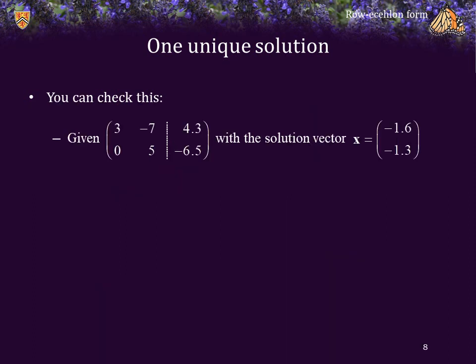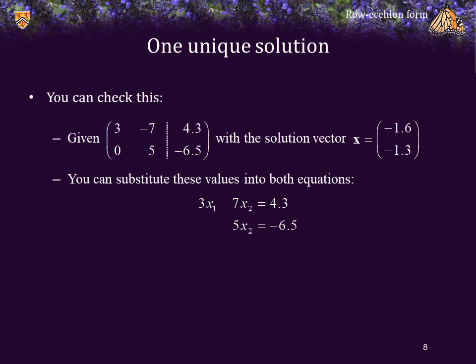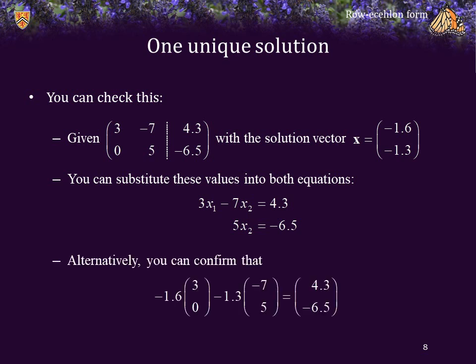Now, you can check this. Given this augmented matrix with the solution we found here, you can substitute those values into both equations and see that both equations hold. Alternatively, you can confirm that this specific linear combination of these two vectors on the left-hand side does equal the target vector on the right-hand side.